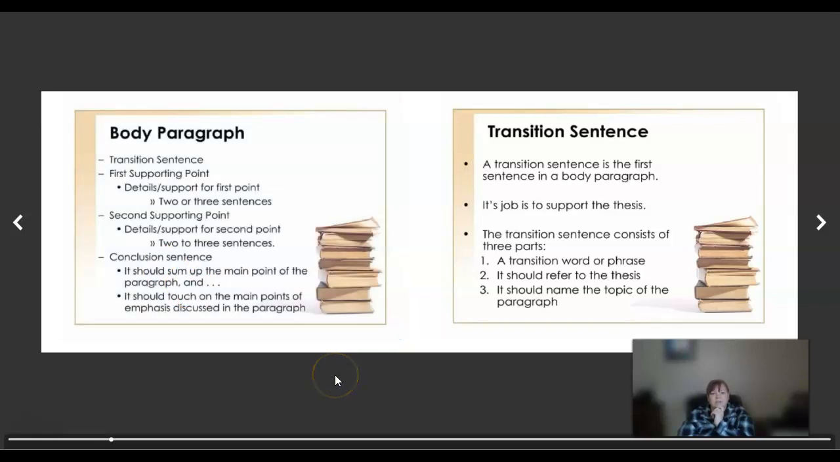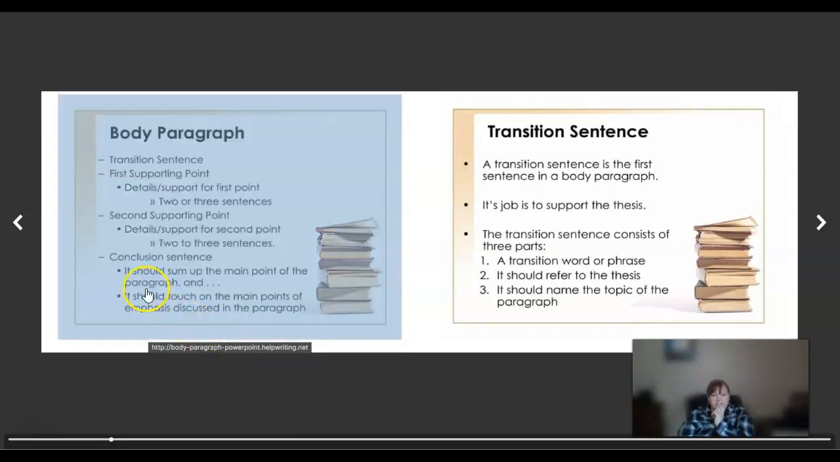Now, this is if you do not have any quotes in that paragraph, because this one doesn't have that in there. But you do need at least 2 of your body paragraphs to have a quote. One of them does not have to, because you only need 2 quotes from 2 different sources.